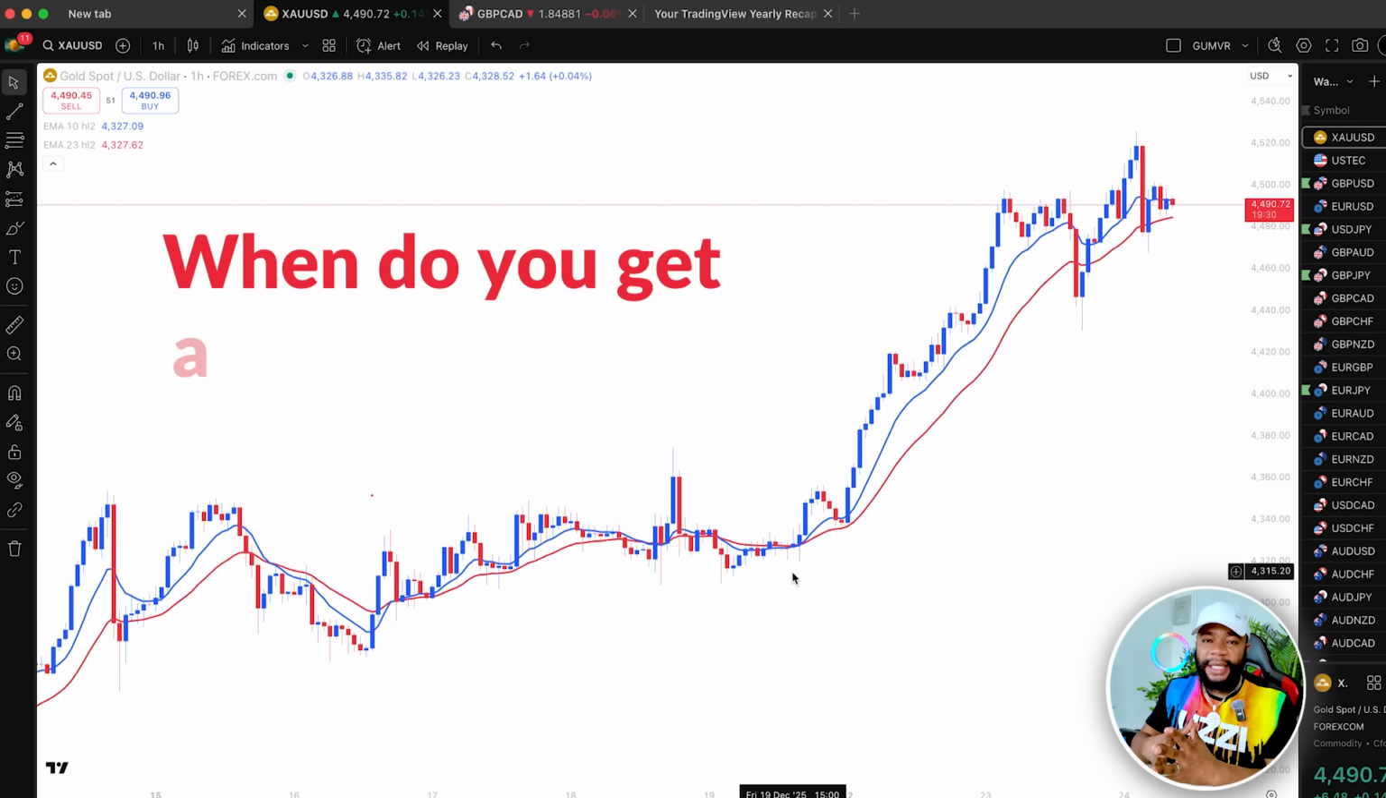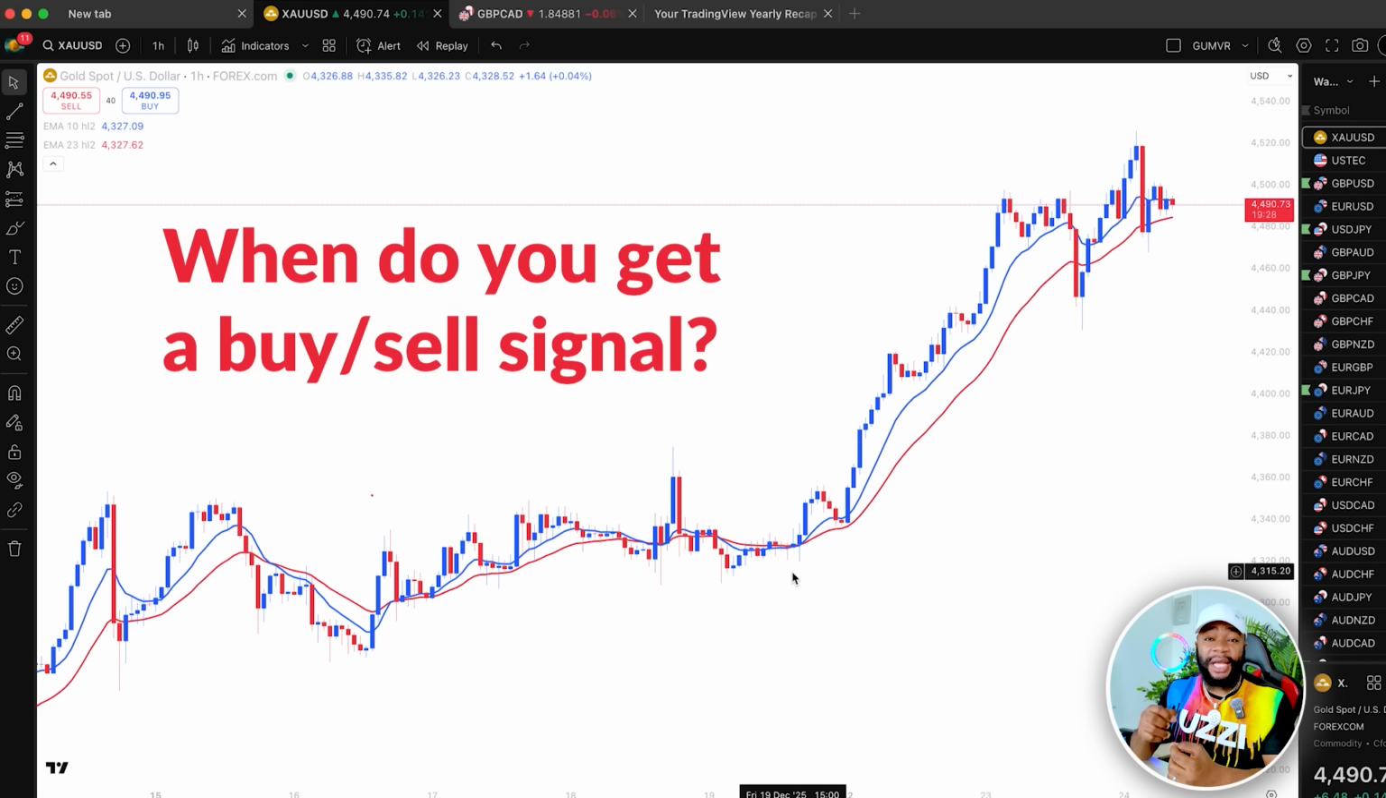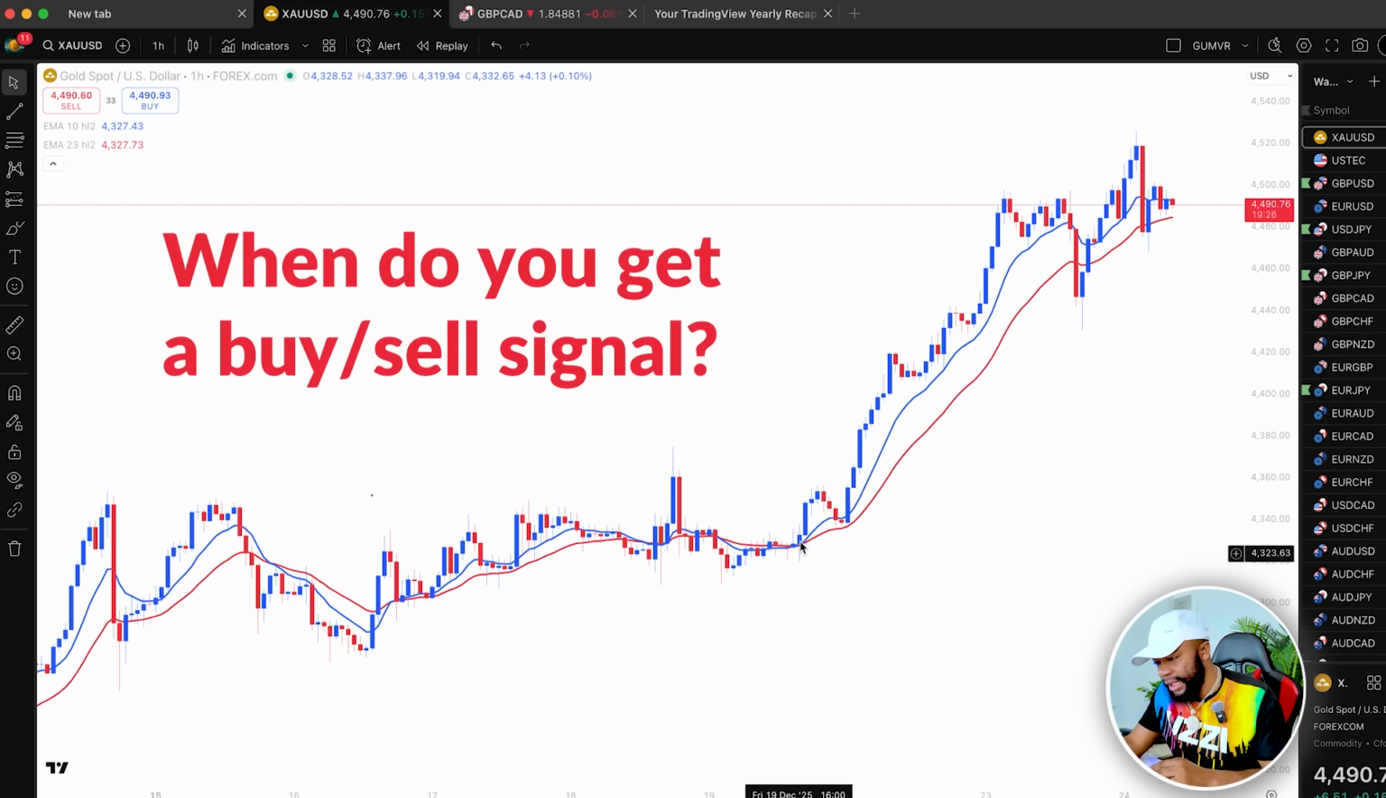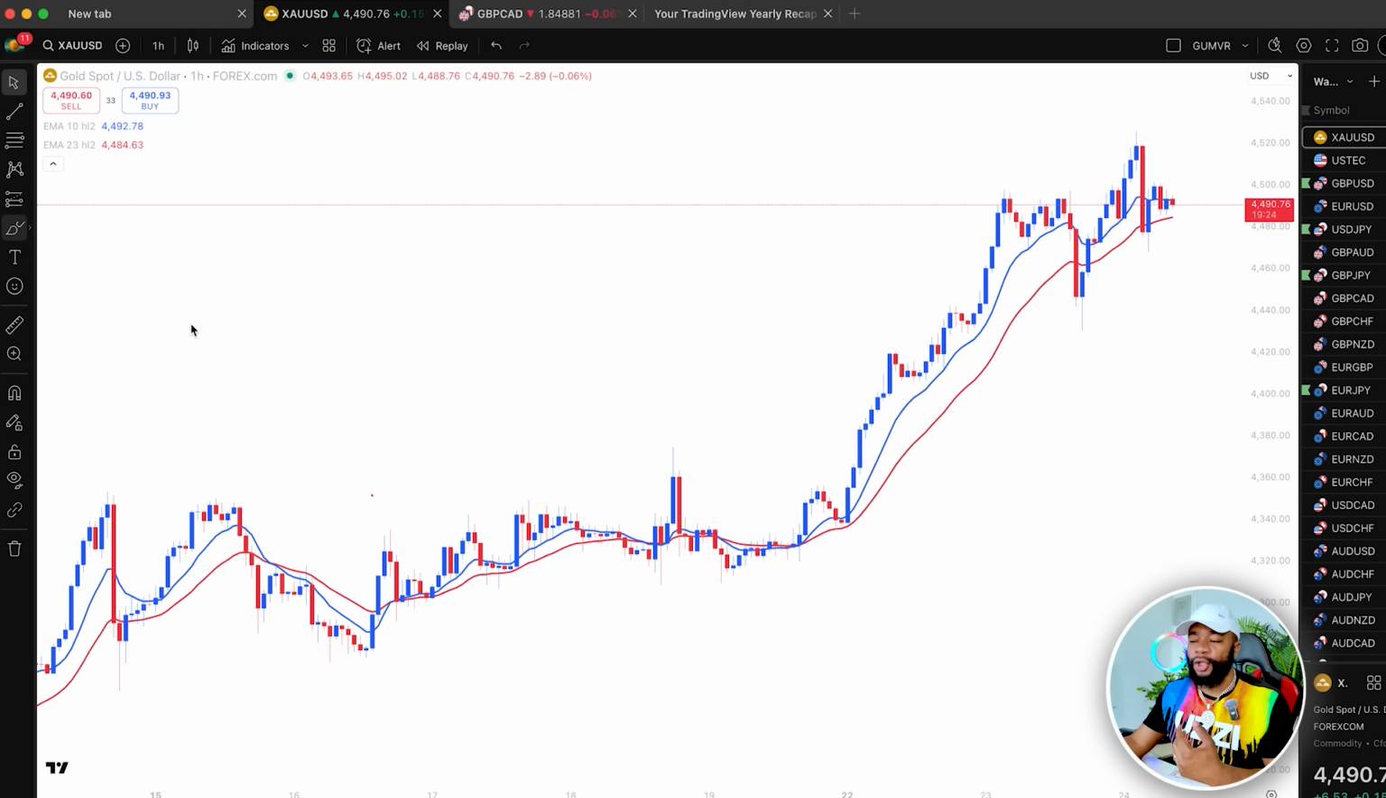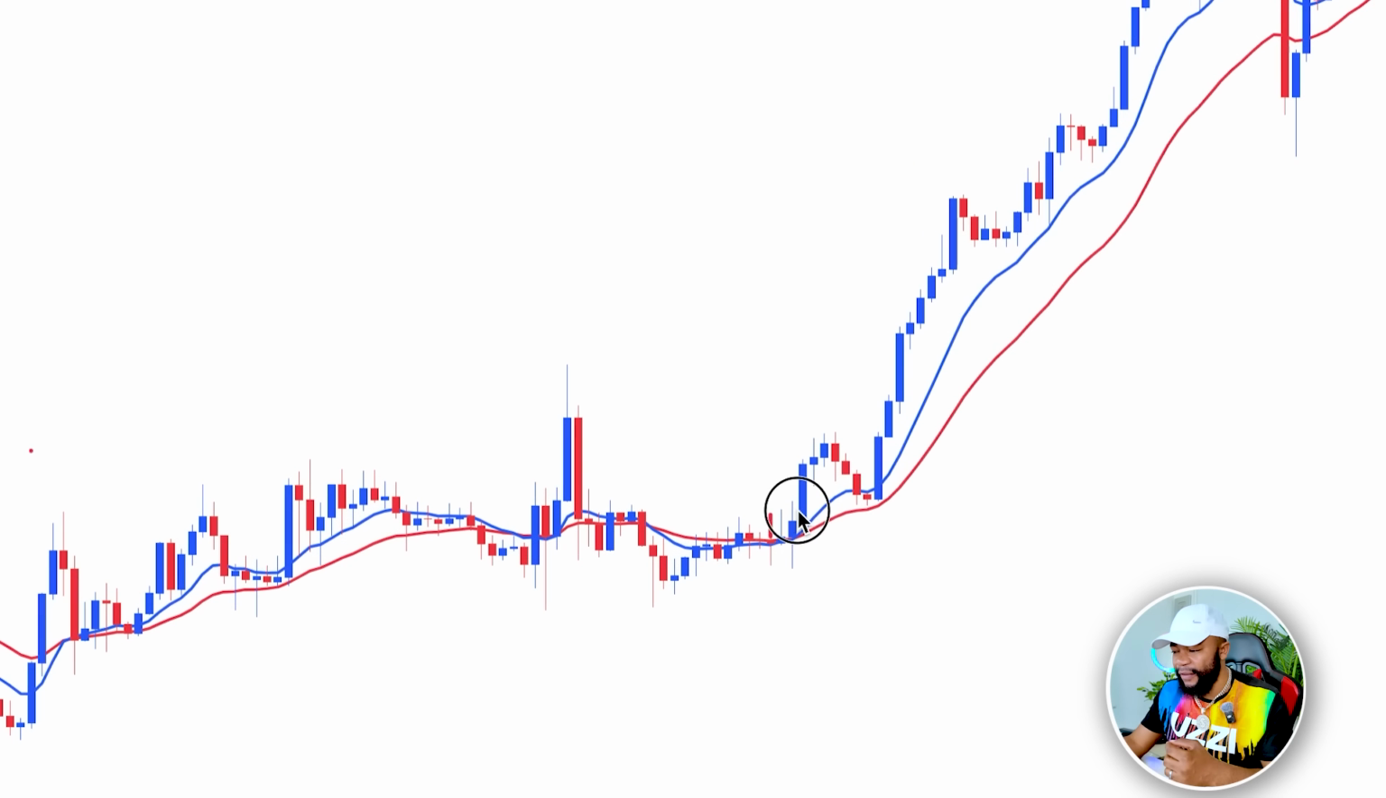So when do you get a buy signal or when do you get a sell signal? Anytime the fast exponential moving average crosses over the slow exponential moving average from below, that's a buy signal. So you would have gotten in right here. This would have been our buy signal.